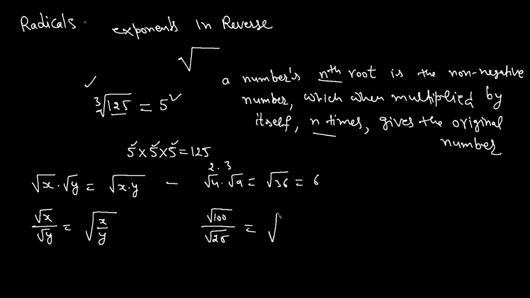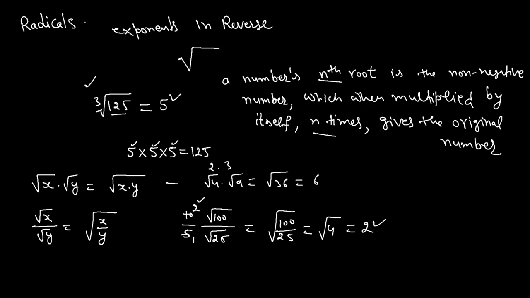And then we do, let's say, square root of 100 divided by square root of 25, which is going to be square root of 100 over 25. So 25 times 4 is 100, so square root of 4, which is going to be 2. Let's find out. Square root of 100 is 10, square root of 25 is 5. 5 times 2 is 10. So we still get the answer equal to 2.